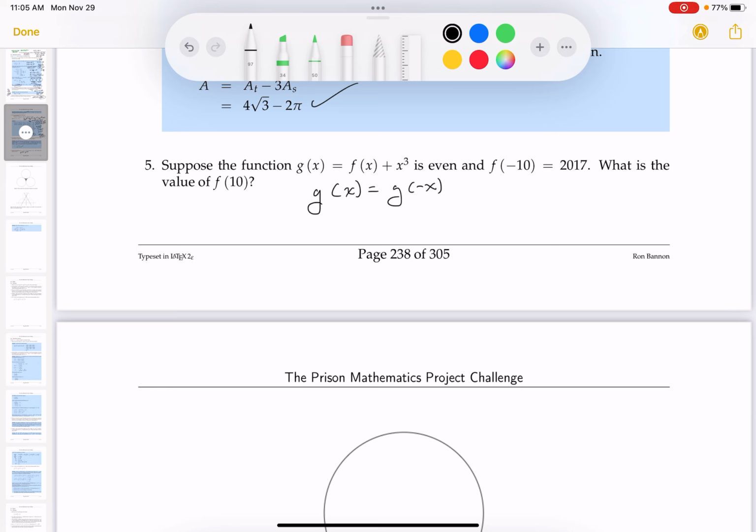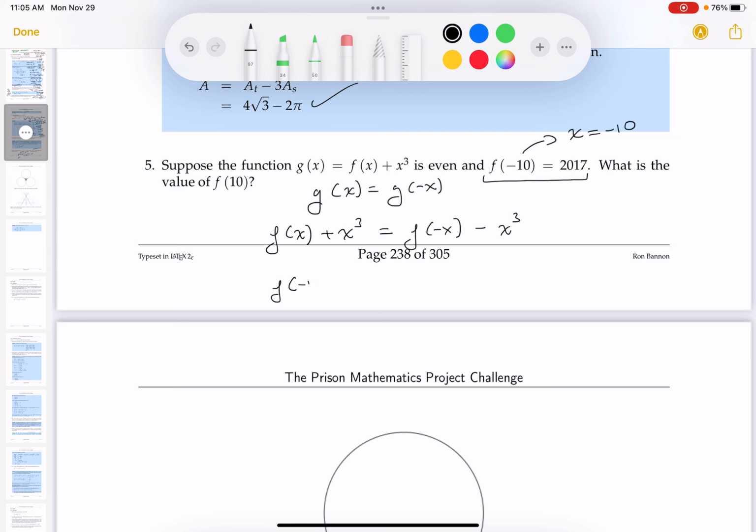Well, let's write this down. So g of x is actually f of x plus x cubed. And what's g of minus x? It's f of minus x, right? And then I gotta do the minus x over here, so it's going to be minus x cubed. All right? Now, they tell me something. They tell me this. Well, let's write this down. So I'm going to say x here is minus 10. I'm going to plug this in.